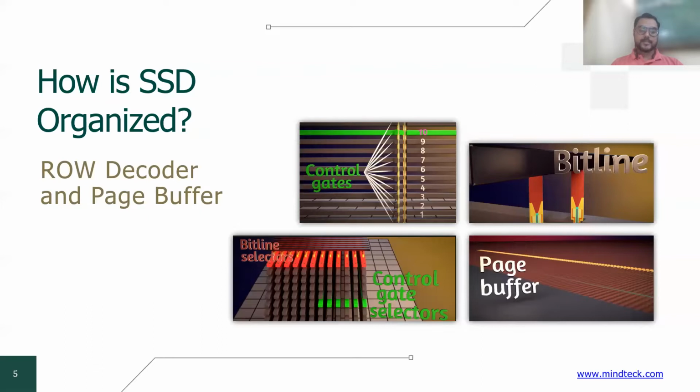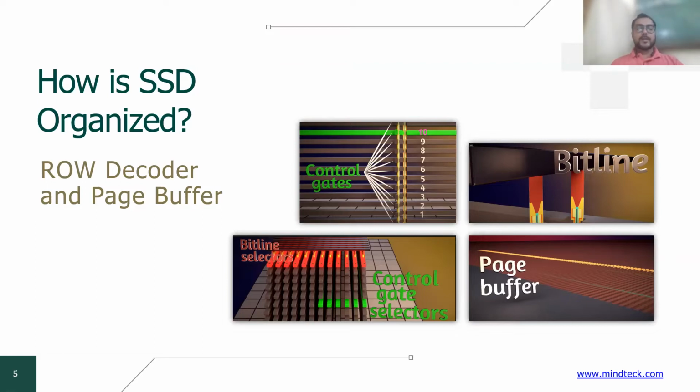Each column is connected with the same shared bit line, and the bit line works as a highway, transferring data to and from the memory cells. Another control gate is attached to this bit line to manage the row, which is called the bit line selector, as we can see here. So there are basically two selectors: one is the bit line selector and one is the control gate. Using these, a single page can be activated at a particular time, and the combination of bit line selector and control gate is known as the row decoder.